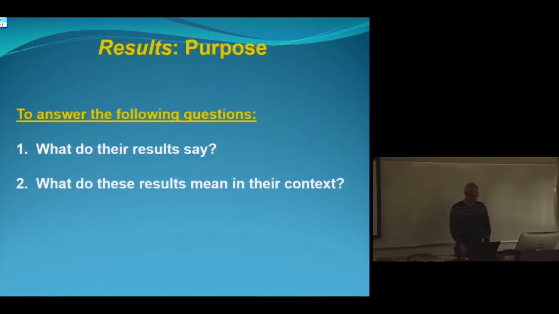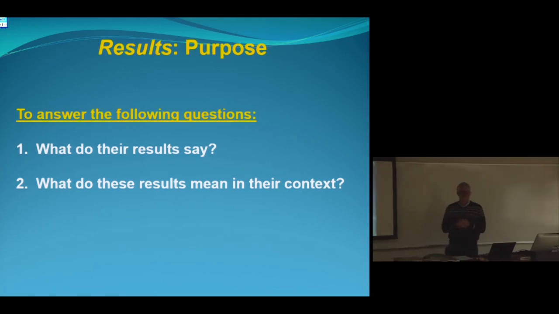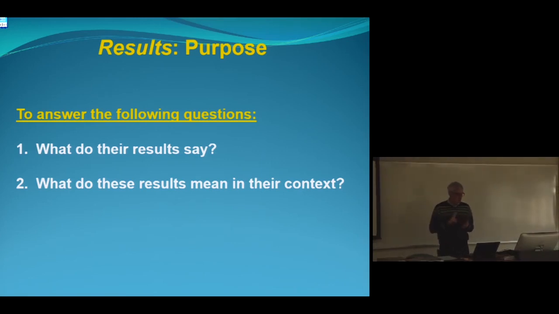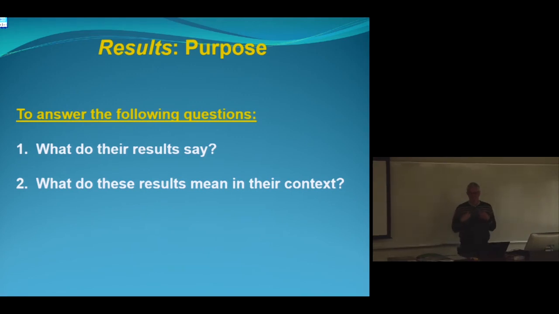Then in the results section, you need to answer critical questions about what do the results say and what do these results mean in their context. So we found X, most researchers have found Y. There's a problem. We need to find out why the differences are. Or we found X and many other researchers have found X, so the methodology that we have used is credible or can be trusted.